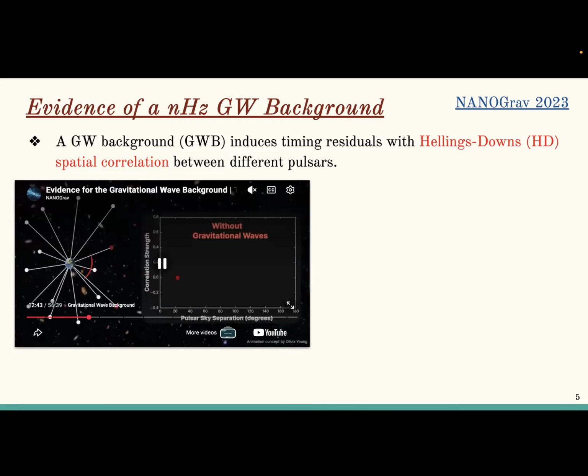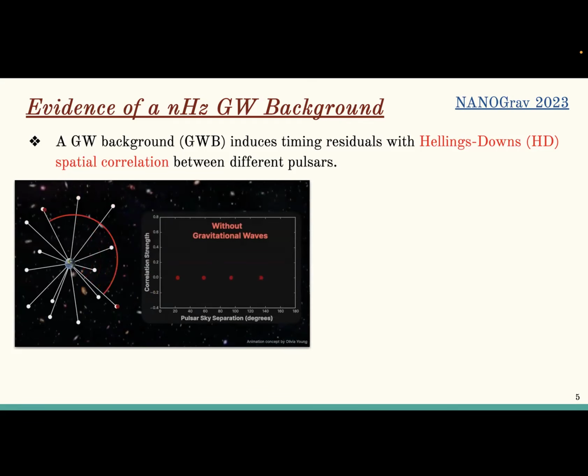So if we have this many, here is the Earth and there are many pulsars, and if we take any two pulsars and calculate the correlation between the timing residuals of the two pulsars, without gravitational waves there should not be any correlation. Okay, the average correlation will be 0.